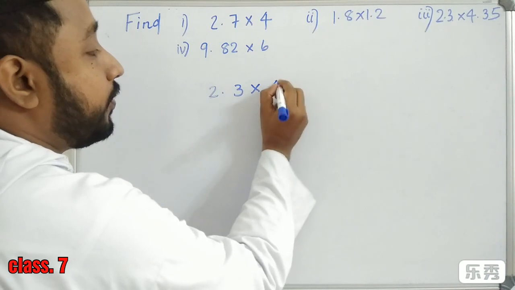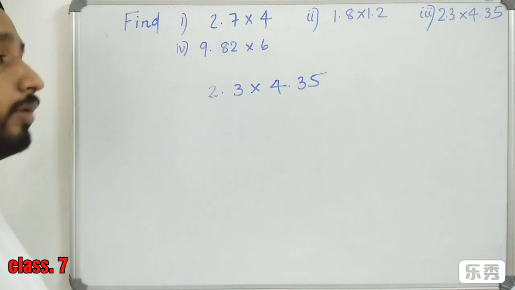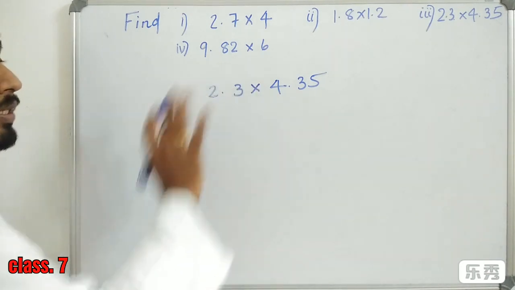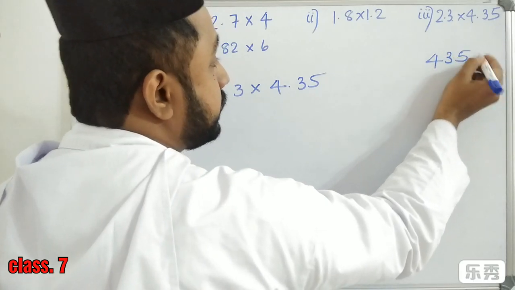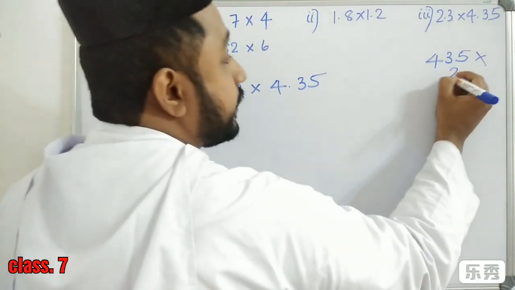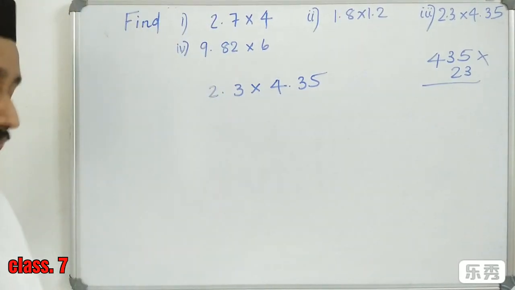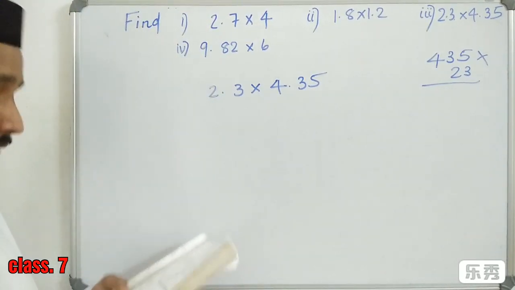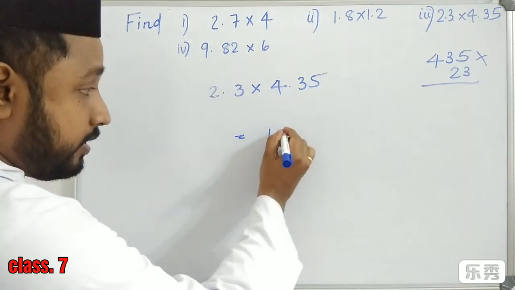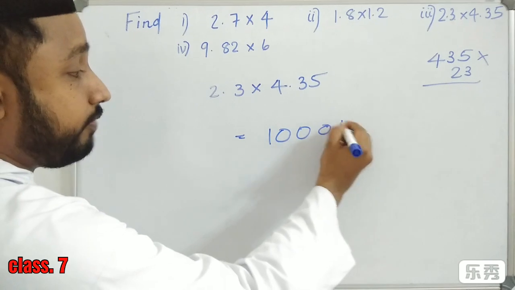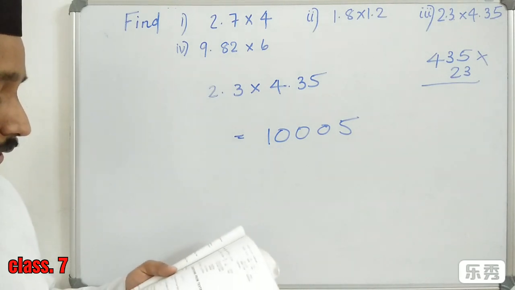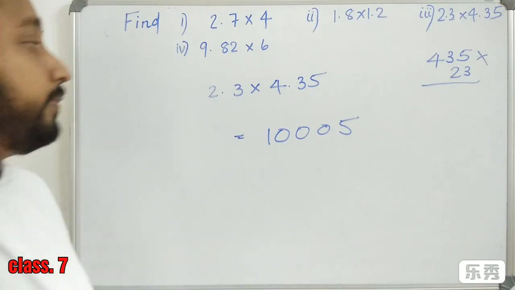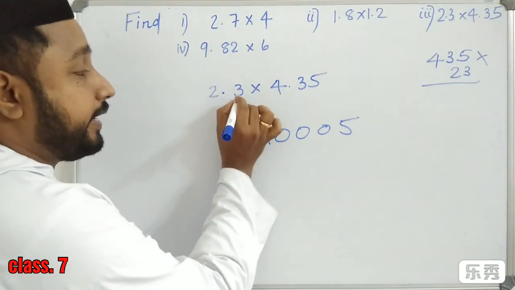2.3 into 4.35. What is our rule? Multiply without the decimal point. 4.35 means 435. The big number we can write first: 435 into 23. First we multiply 435 into 23, and the answer is 10,005. When we multiply 23 into 435, we get 10,005.